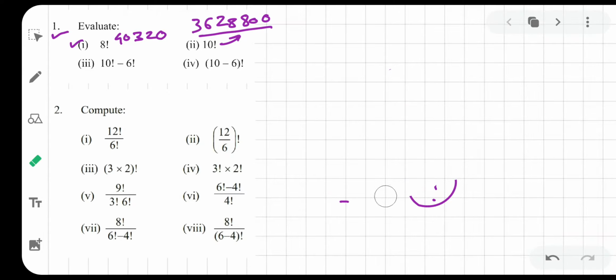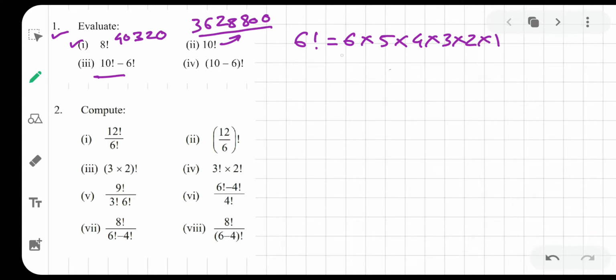Now next question, 10 factorial minus 6 factorial. So we know 6 factorial is equal to 6 into 5 into 4 into 3 into 2 into 1. So we already know it is 720, but I can again calculate. 5 into 2 is 10, remaining 6 into 4 into 3. So 4 3s are 12, 12 into 6, 72, 72 into 10, 720.